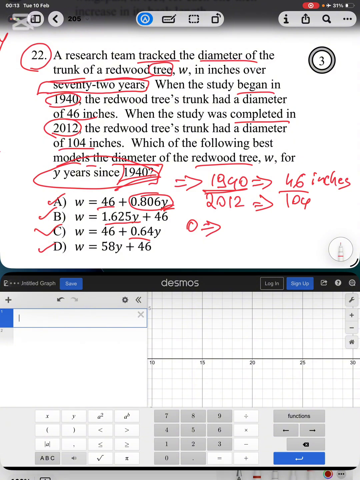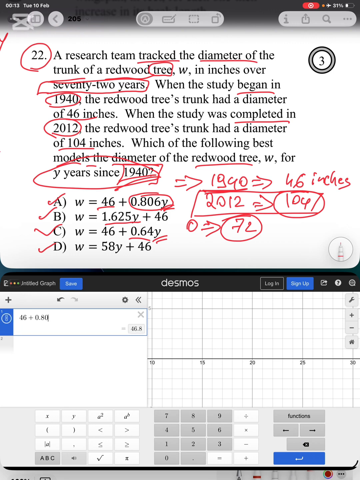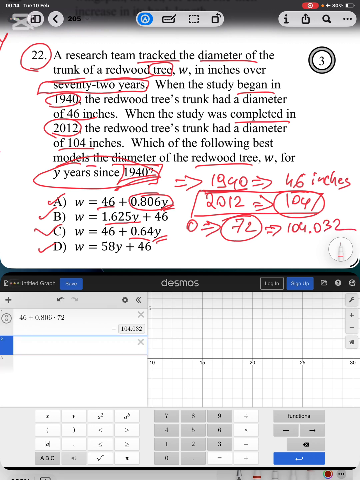But what about this 72-year period? We'll have to insert 72 for the value of y, then it should be about 104. Now let's insert them one by one into the given expressions. 46 plus 0.806 multiplied by 72. Okay, now it's so close to 104. Now, what about B, C, and D choices? Let's work with these expressions one by one to make sure that's totally the best choice.